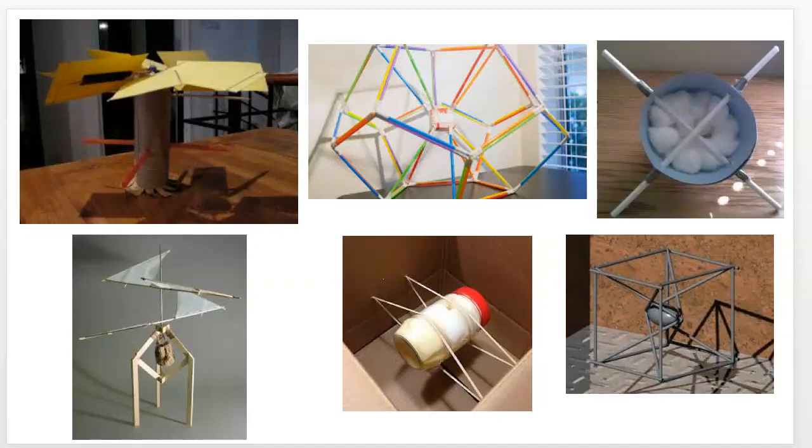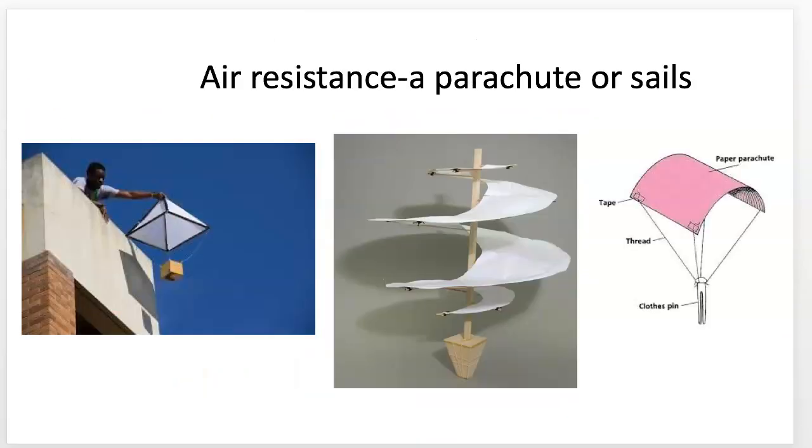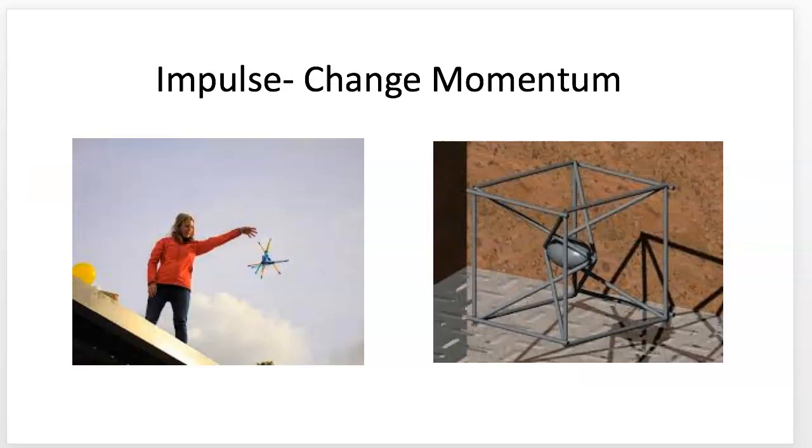So that's going to be one of your design requirements that you're going to want to write down. And then you're going to have to think about what kind of method you want to use, or a combination of them. Maybe air resistance. So that gives you different ways of parachutes, sails, things like that. It can give you a lot of aesthetic possibility as well. Change of momentum can be a way to do it.